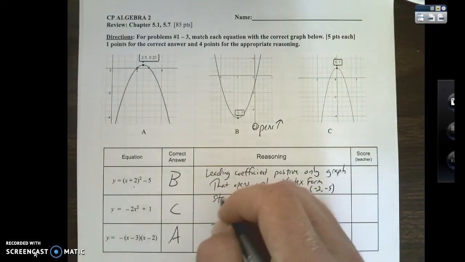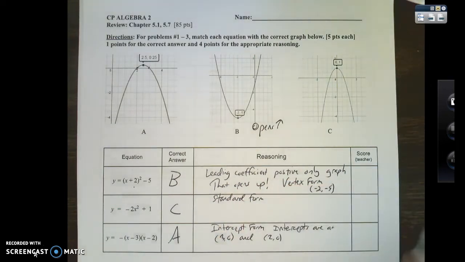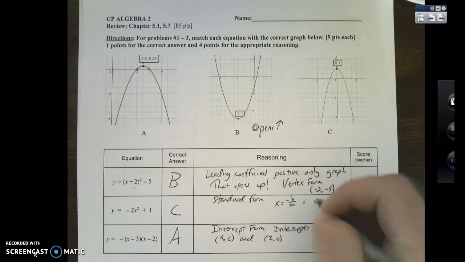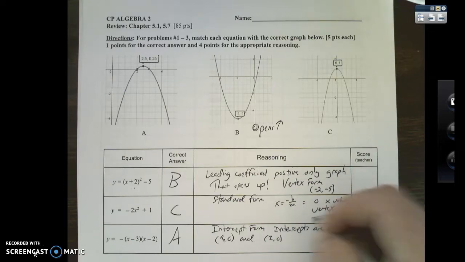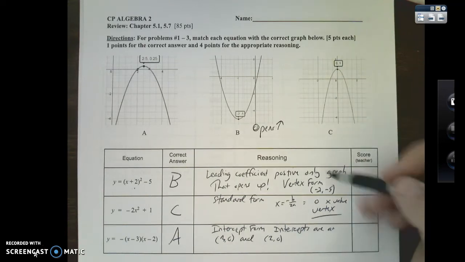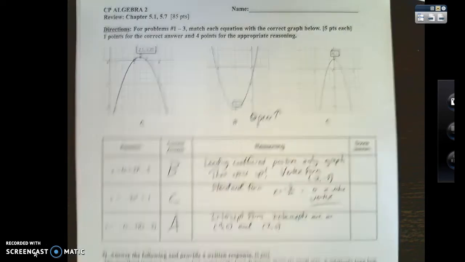This is standard form. And you could write something like, if I did x equals -b over 2a, I get 0 as my x value for the vertex. And you can see right here that 0 is my x value for my vertex. Something simple like that. If you're good enough with your reasoning, you're all good to go.